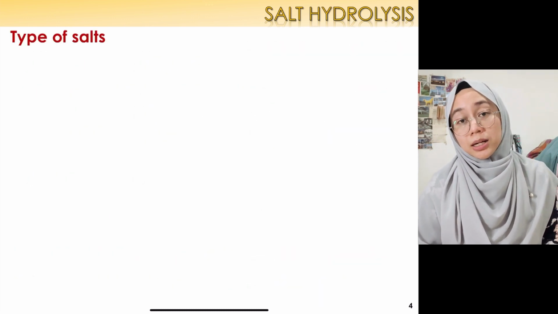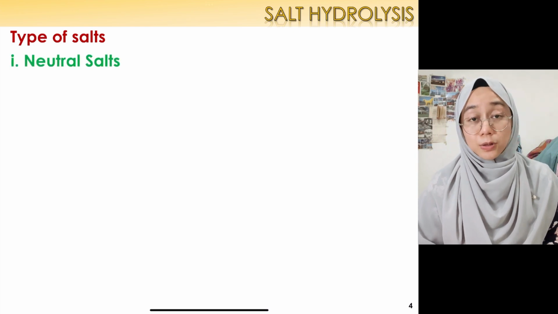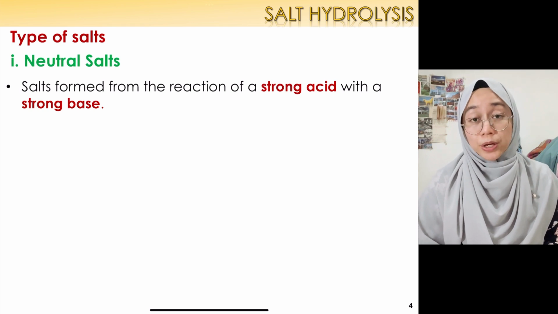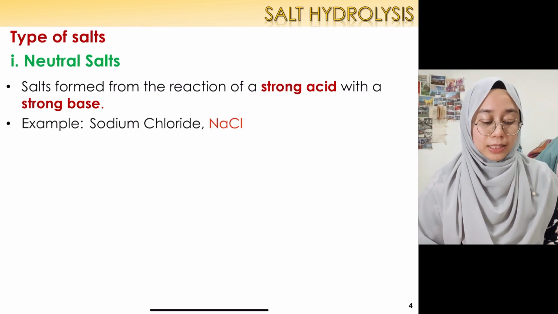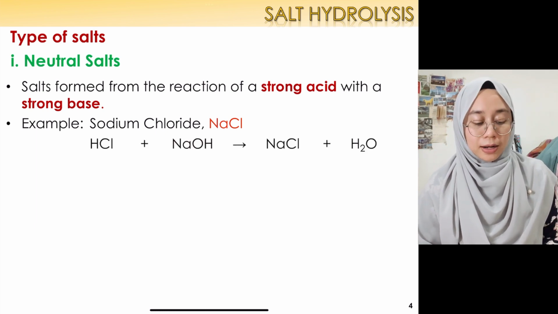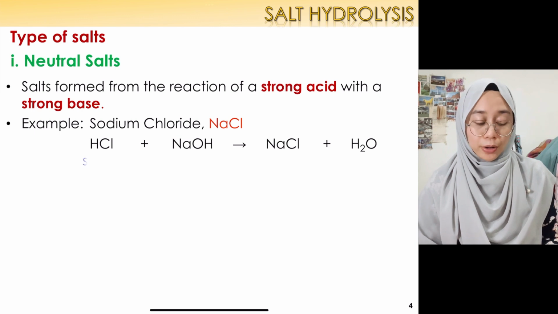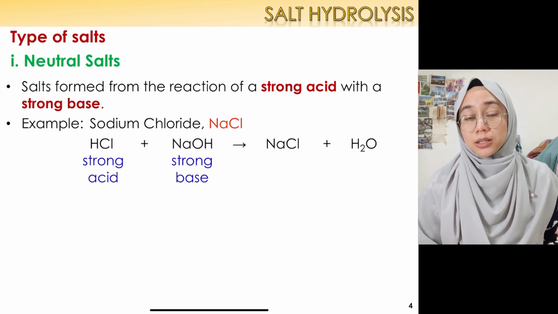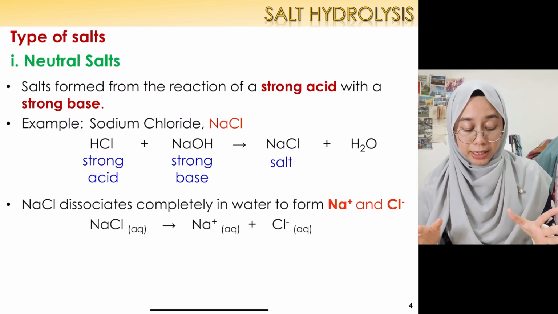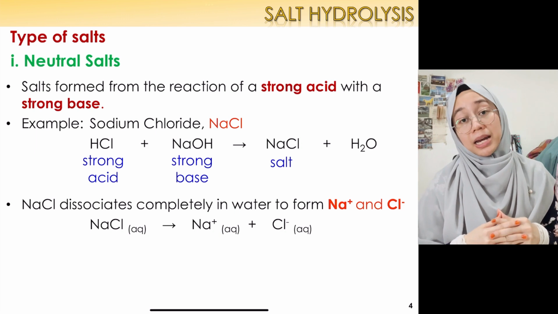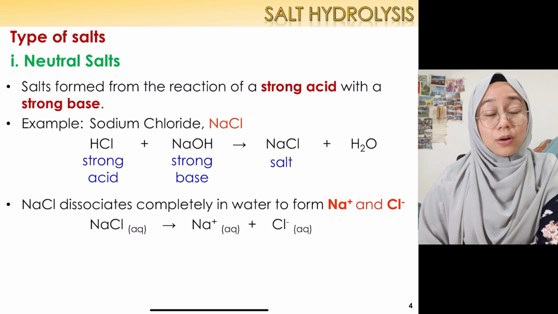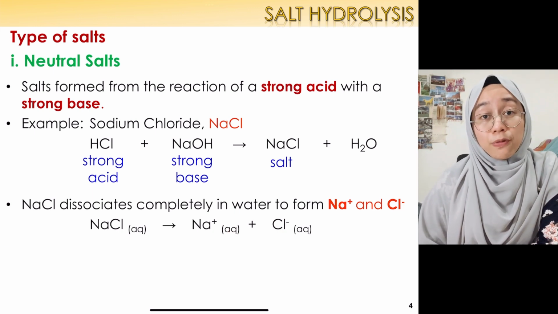So in total kita ada 3. Okay, the first one kita panggil sebagai neutral salts. Neutral salt is formed from the reaction of a strong acid with a strong base. Okay, so for example kalau kita dapat sodium chloride and HCl, so it is produced by the reaction of HCl with NaOH, where HCl is a strong acid and NaOH is a strong base. So kita akan dapat salt with water. So NaCl pula kalau kita dissociatekan dia completely in water, kita akan dapat Na plus dengan Cl minus. So these two ions here, so somehow they cannot hydrolyze with water.